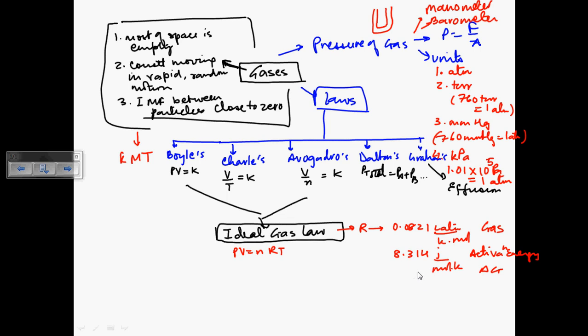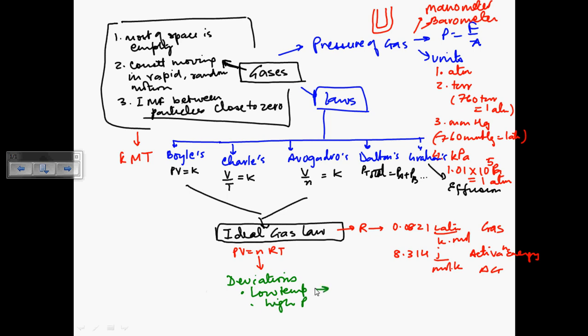Now, gases show deviation from ideal behavior. The deviations are greatest at low temperature and high pressure, because at low temperature and high pressure, the two assumptions, that there's negligible intermolecular force and that the volume occupied by gas particles in relation to overall volume is zero, both of these assumptions don't hold good, and hence gases deviate.